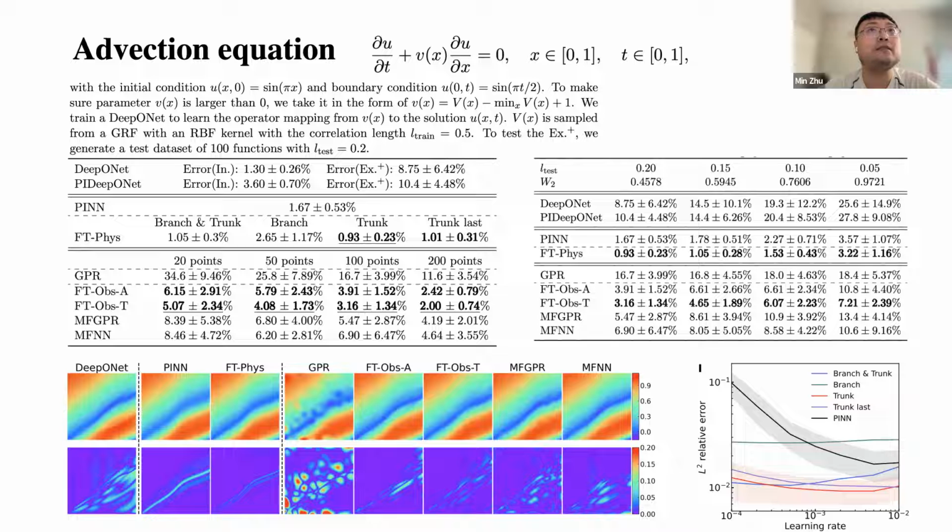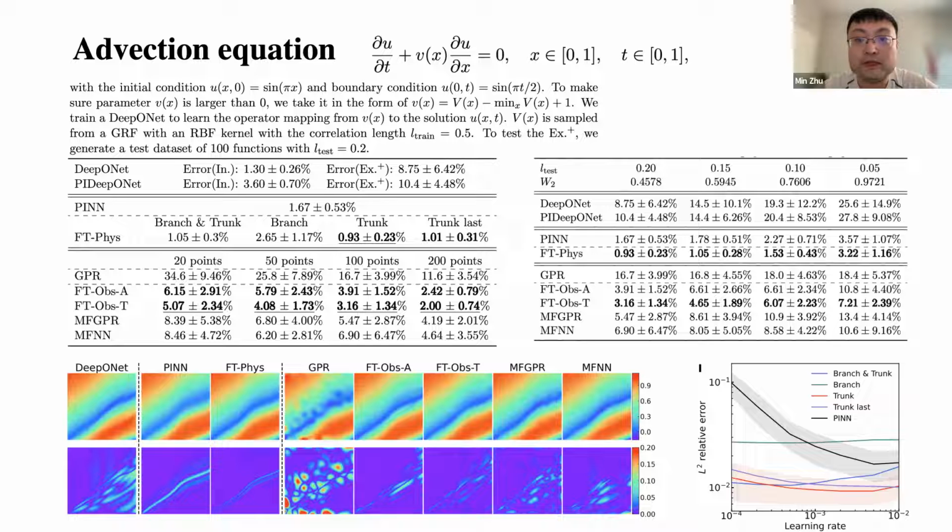And v(x) is sampled from a GRF with RBF kernels with correlation length scale L train equal to 0.5 to test the extrapolation. We generate the data set of 100 functions with L test equal to 0.2. And the left table summarizes the L2 relative errors of different methods.